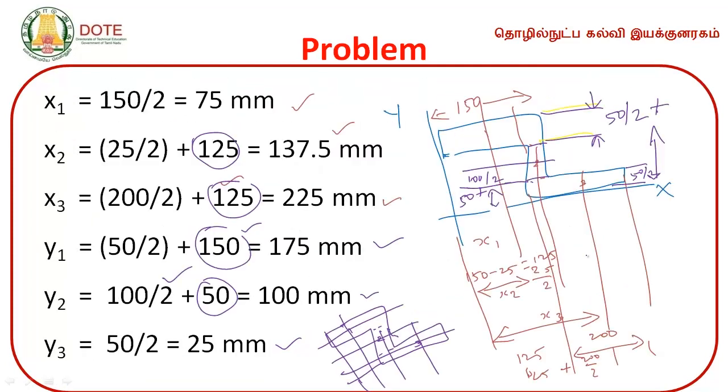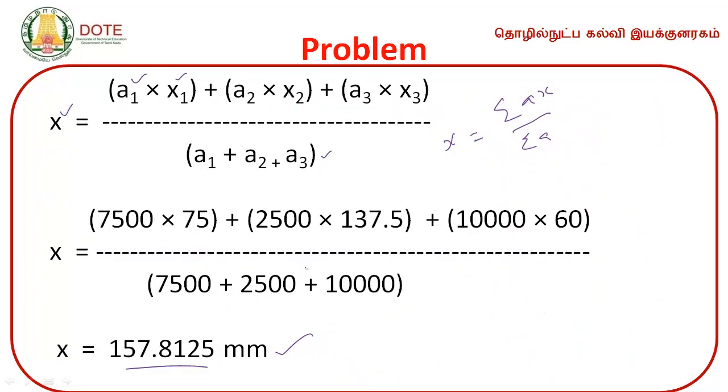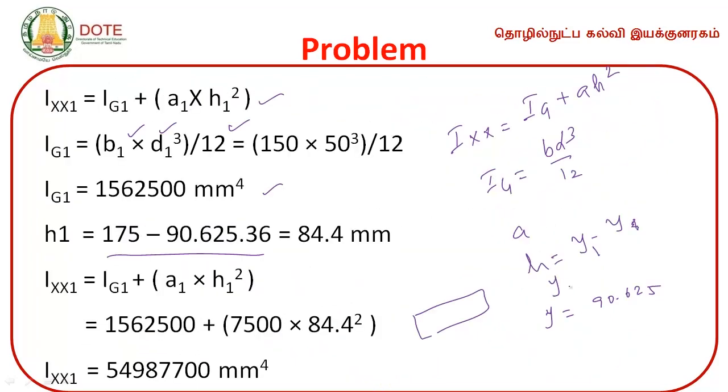Then we take the value of y1. What is y1? y1 is 175. Therefore h is equal to 175 minus 90.625. This is going to be 84.4 mm. Substituting this, we get IXX1.